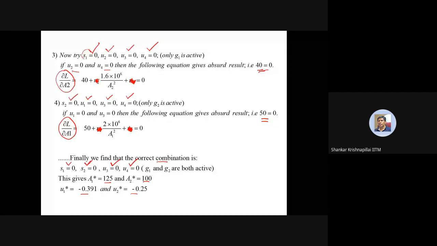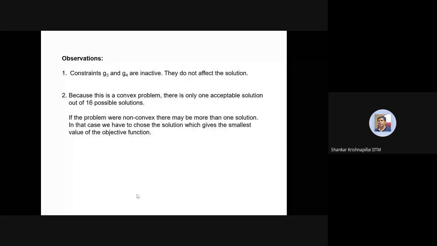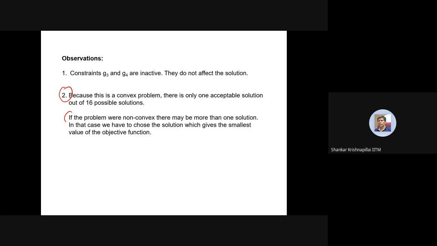The observations: constraints G3 and G4 are inactive. They don't affect the solution. Second, because this is a convex problem, there is only one acceptable solution out of 16 possible solutions. If the problem is non-convex, there may be more than one acceptable solution. In that case, we may get multiple solutions, and we have to choose the solution which gives the smallest value of the objective.